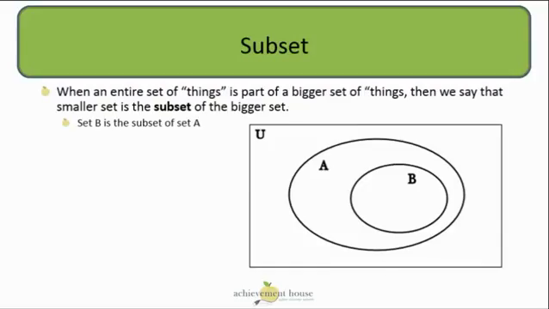So in this example, we have set B, and all the things inside it is really just a small portion of the entire set of A. So set B is the subset. It's smaller, so the subset of set A. And like we saw on the example earlier, all parallelograms are really just a subset of types of quadrilaterals.